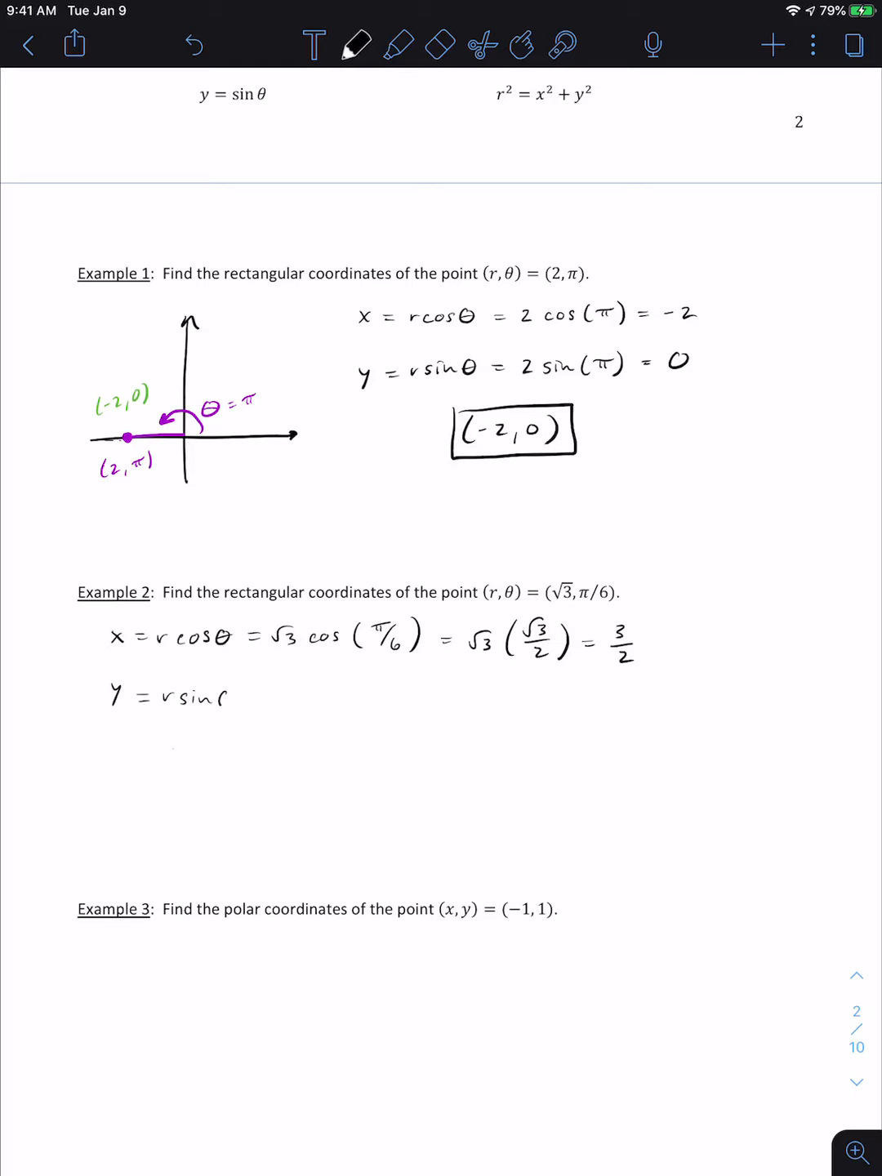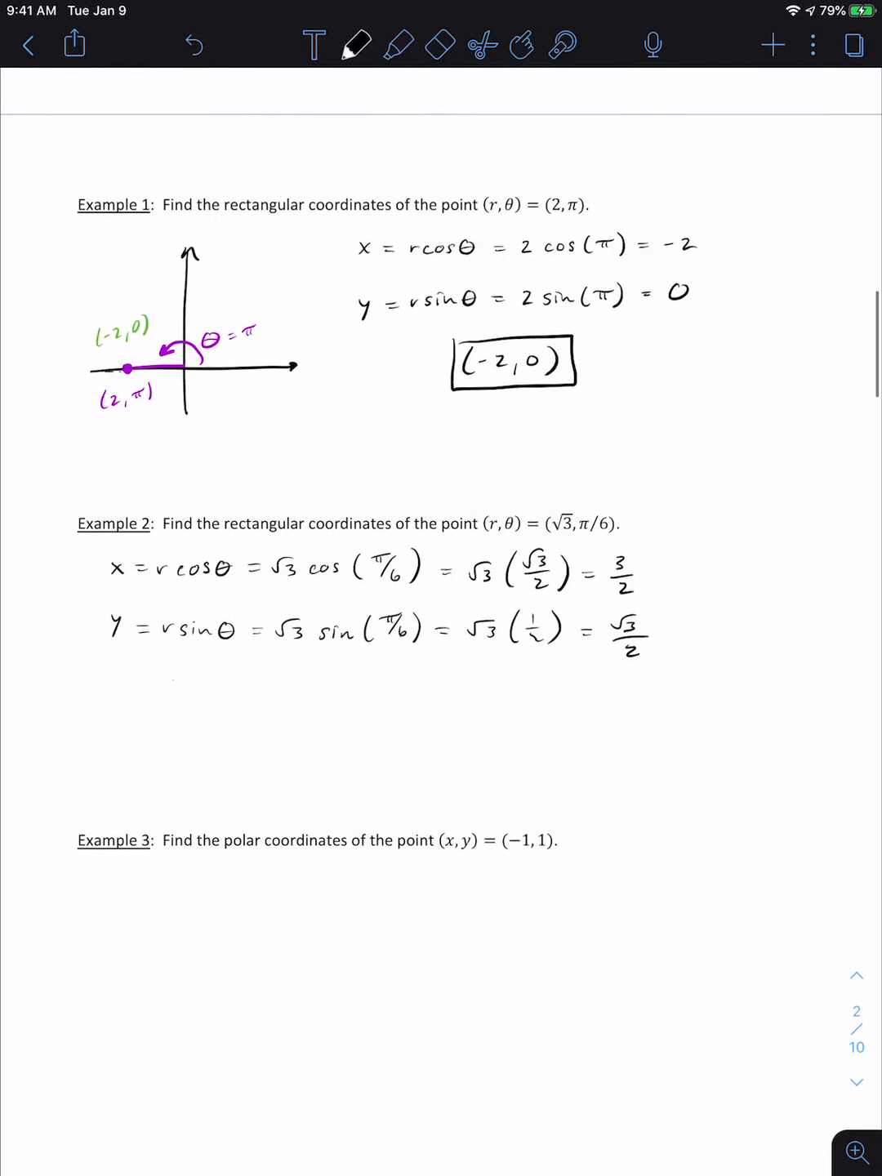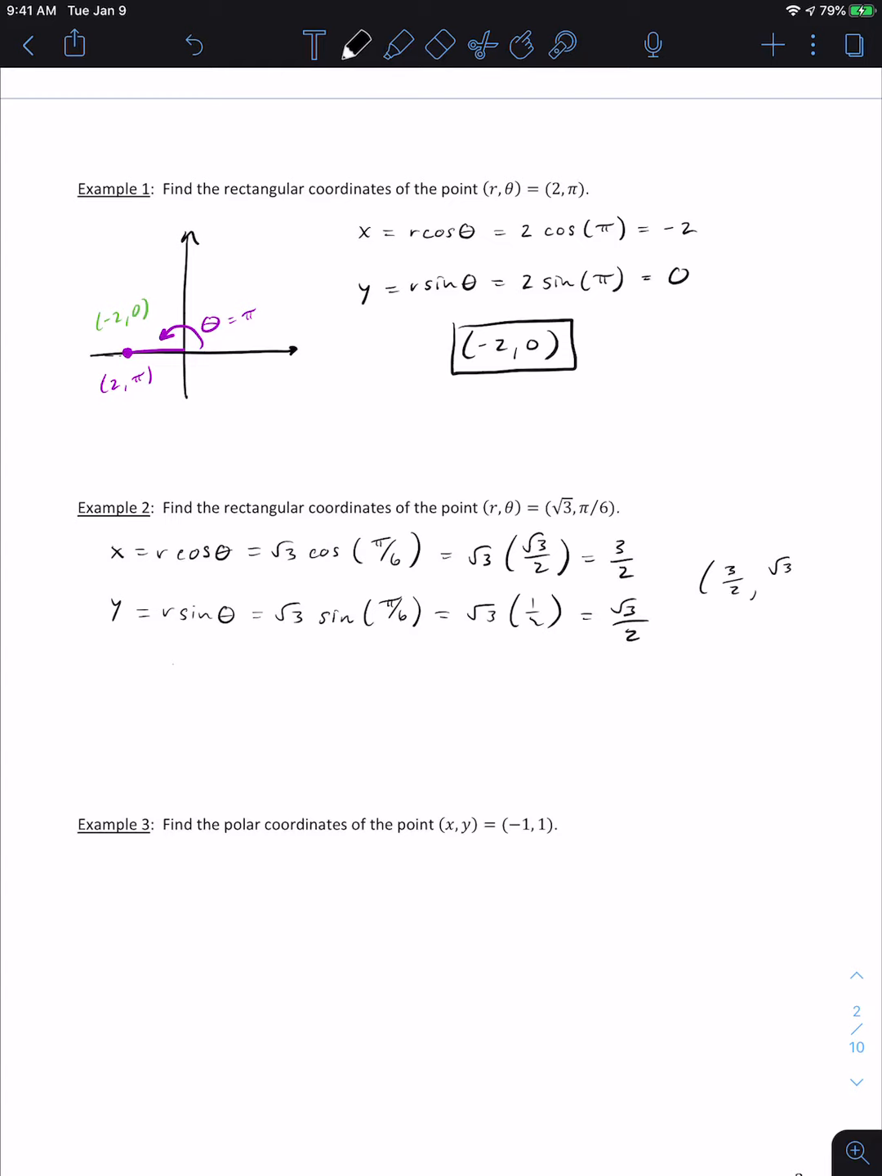y is equal to r sine of theta. So radical 3 times sine of pi over 6. Sine of pi over 6 is 1/2. So I get radical 3 over 2. So my point here is (3 halves, radical 3 over 2). And plotting that, radical 3 over 2, off the top of my head I don't know that number, but I can plug it into the calculator real quick. Radical 3 divided by 2 is about 0.866. So that means this point is 3 halves and radical 3 over 2. So that's this point right here. This is 3 halves.